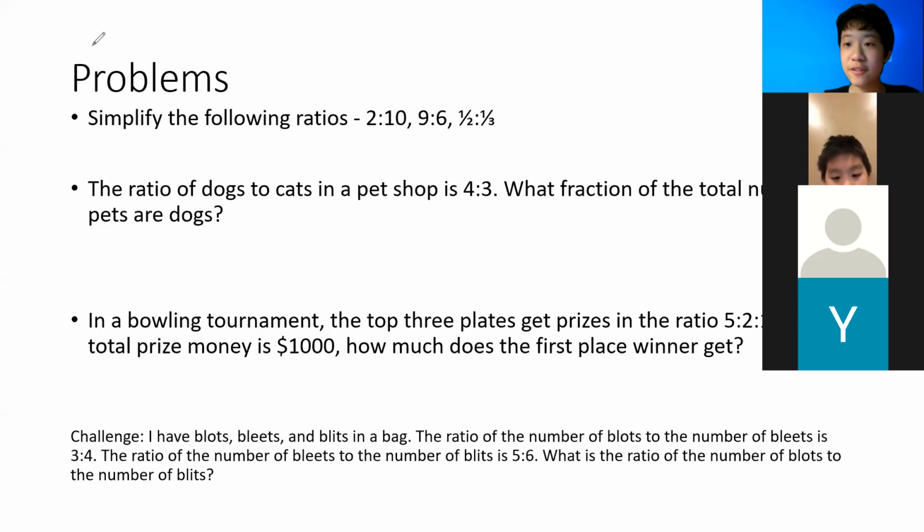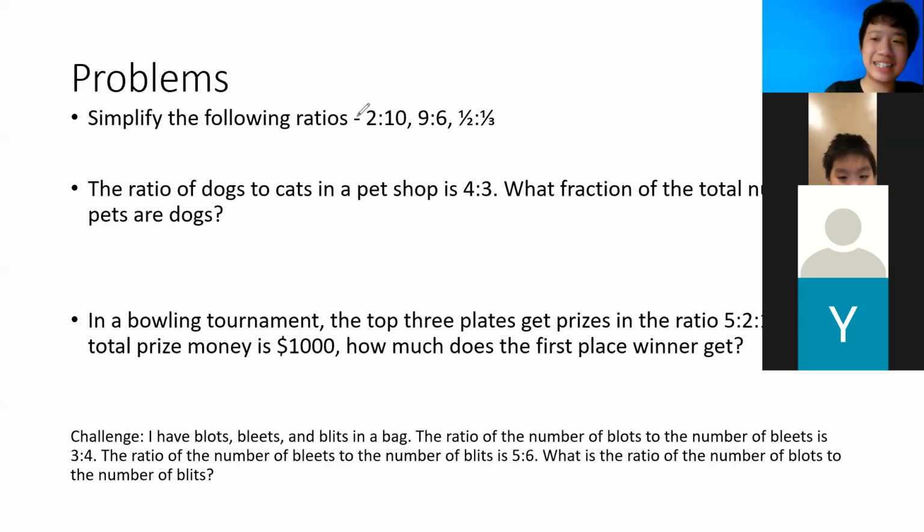Okay? So now for the challenge problem. I have blots, bleats, and blitz in a bag. The ratio of the number of blots to the number of bleats is 3:4. The ratio of the number of bleats to the number of blitz is 5:6. What is the ratio of the number of blots to the number of blitz?